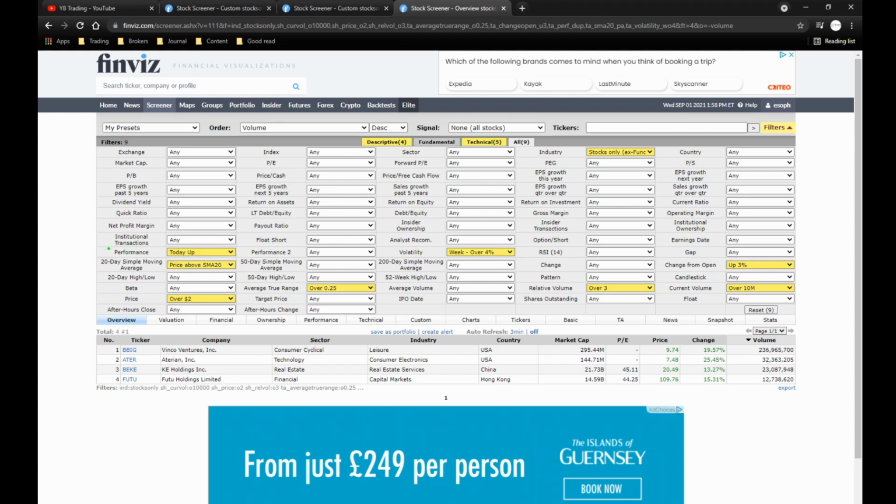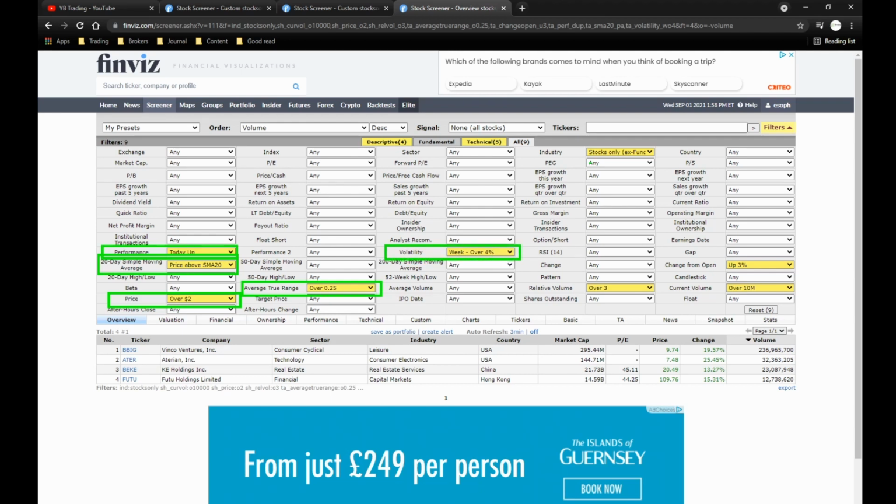We're going to change our performance to today up, and the 20-day simple moving average should be price above SMA 20, and as usual, price over 2, and then average true range over 0.25. You can keep this over 0.50 or 1, but I like to keep it. This is not a deal breaker. I can even change it back to any. It wouldn't make much of a difference. Volatility should be week over 4%.